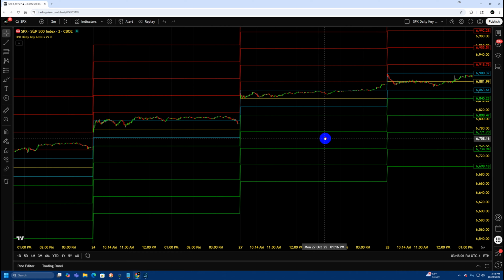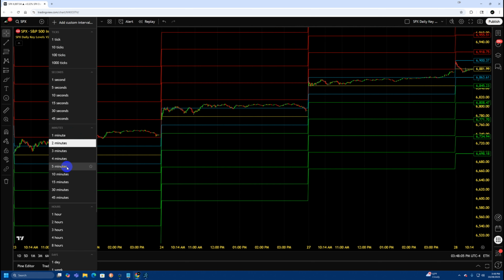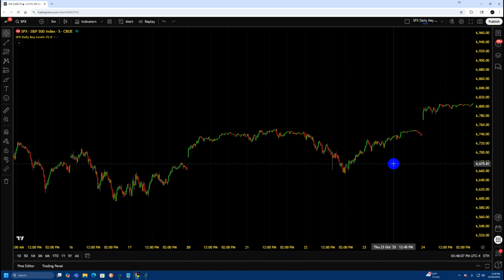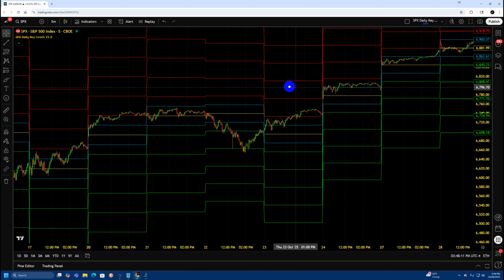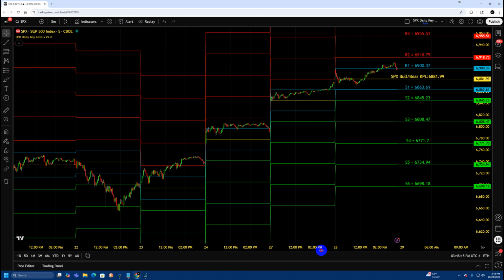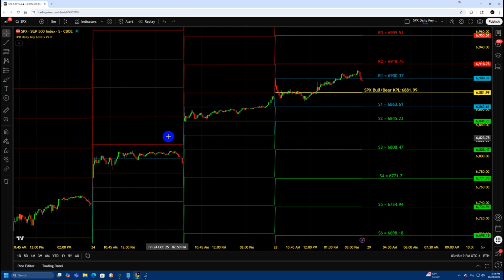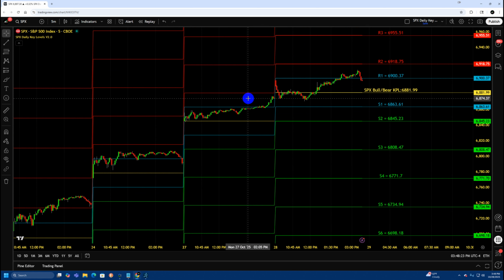Alright, so this is on a 2-minute chart. You could also change it, for example, to a 5-minute chart. And then each one of these, you could spread out. You could go up and down, but just find the chart time frame that you would like to look at it on.